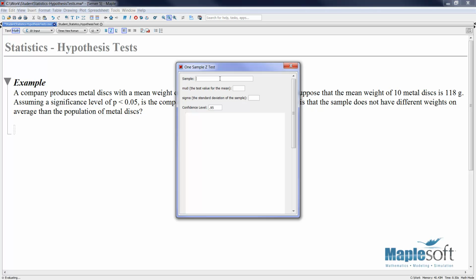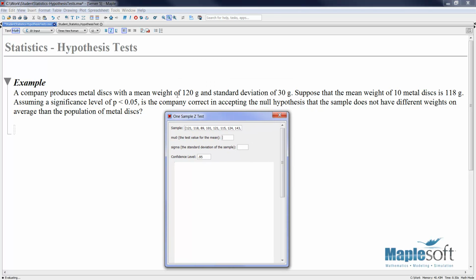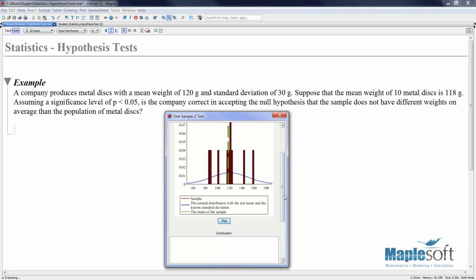So in this case, I've taken the liberty of actually creating our data. So this is our sample here of 10 observations. Now what we're going to be testing this sample for is testing against the population mean weight, which is 120, as well as the standard deviation of the sample, where we're going to be making an assumption, assuming that the standard deviation of the sample is the same as the standard deviation of the population. So in this case, we're going to assume that it's equal to 30. As we saw before, we'll use a confidence level of 0.95, which corresponds to alpha equals 0.05, or the p-level here of less than 0.05.